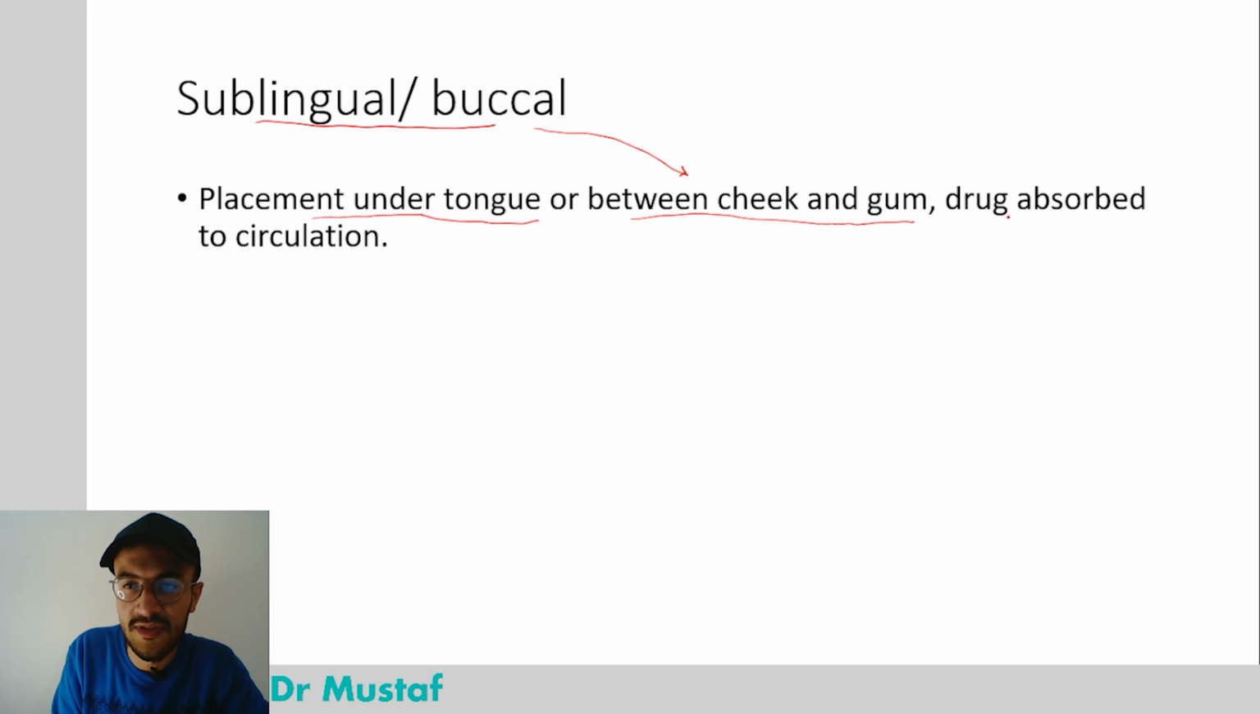And the drug is absorbed directly into the circulation of the mouth and into the main circulation. So it would not go through the GIT tract. And that is the difference compared to the oral route.